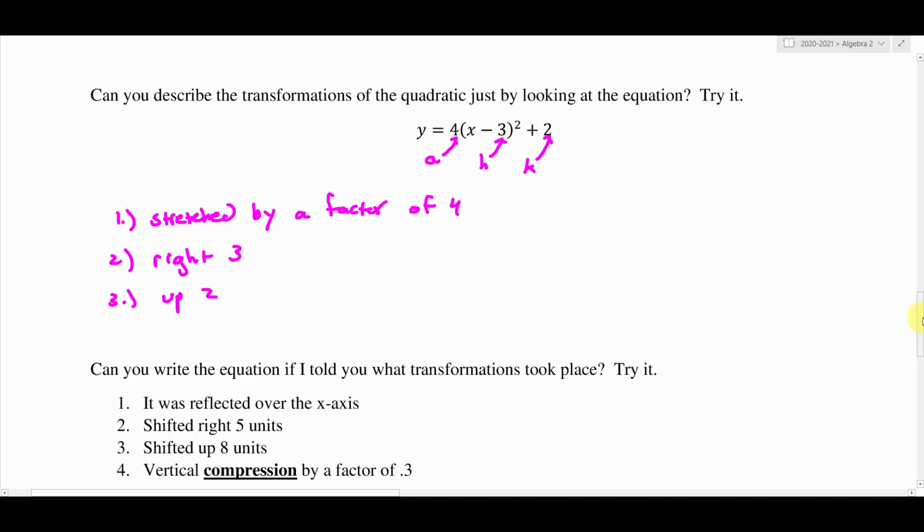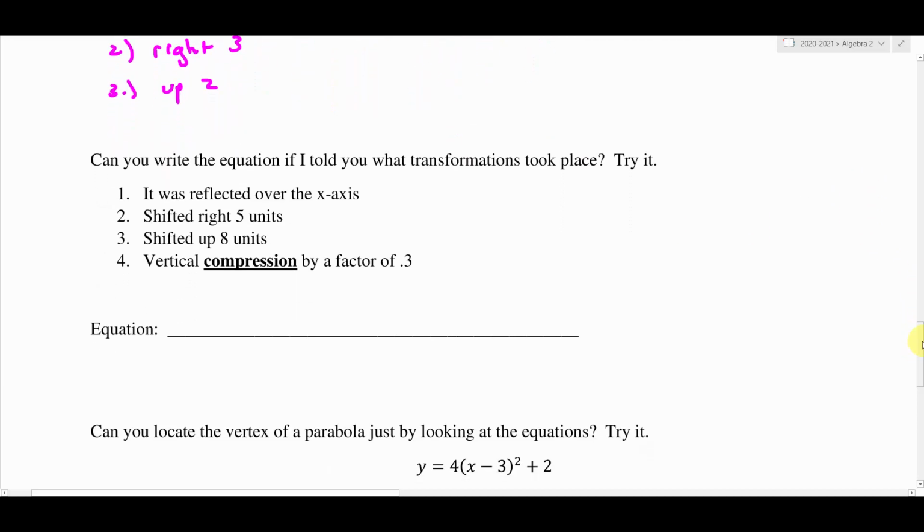Now let's say we want to go the other direction. In this particular type of problem, I'm telling you what happened to the parabola, and I want you to write the equation. Remember, our equation is going to start with y equals, and always start with this graphing form. I always just write this out like this, and then I plug in the a, h, and k value by reading the clues up here.